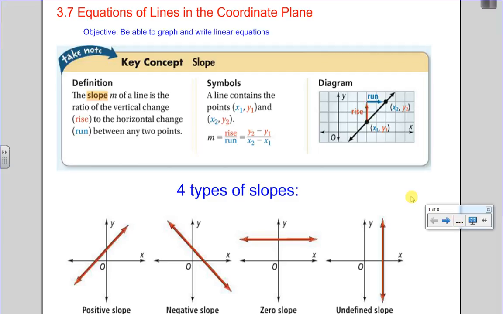So, we have four types of slopes. You know what a slope is. It's the rise over the run. It's the change of y over the change of x. If you've never seen that, it's right here. Hopefully it was in algebra.